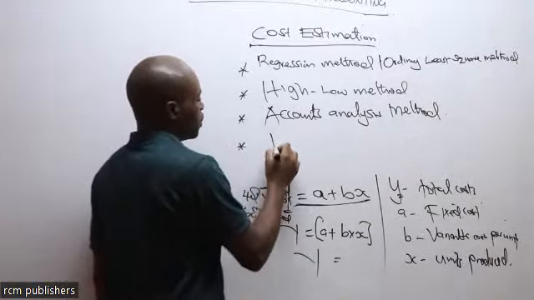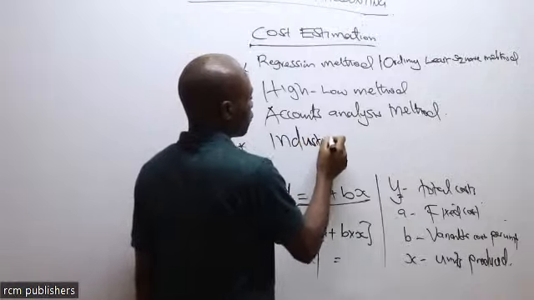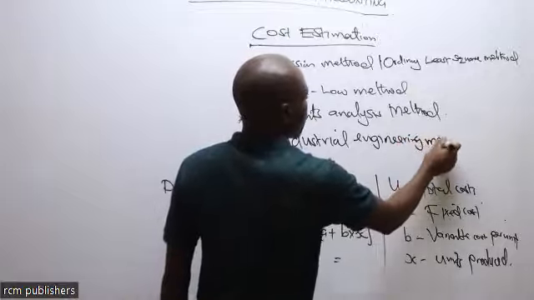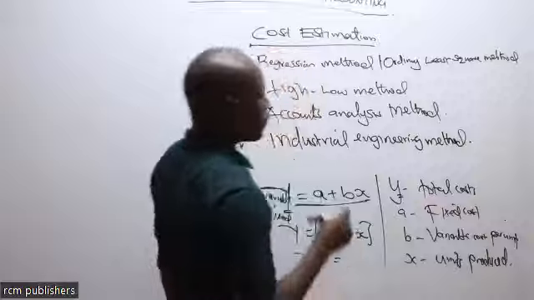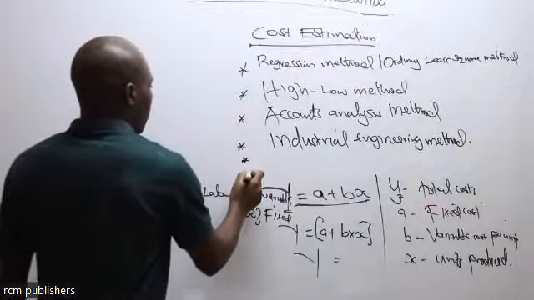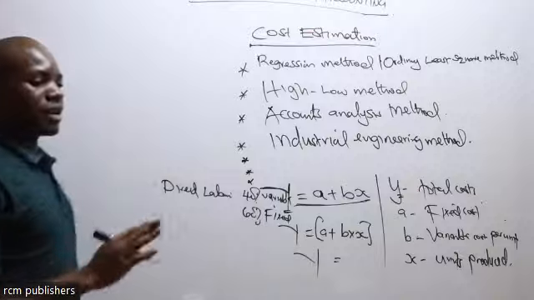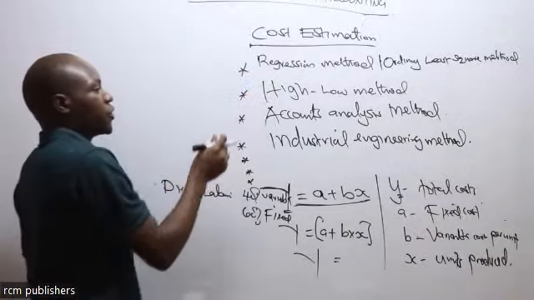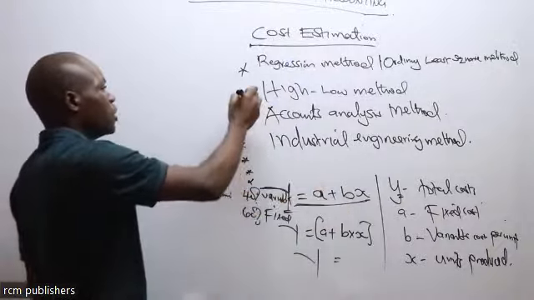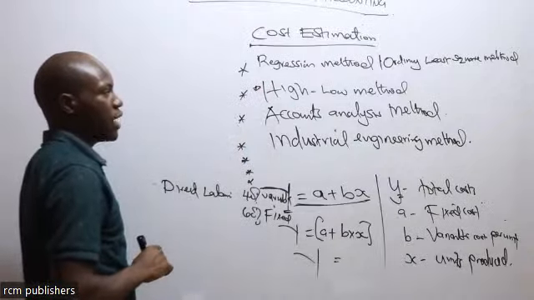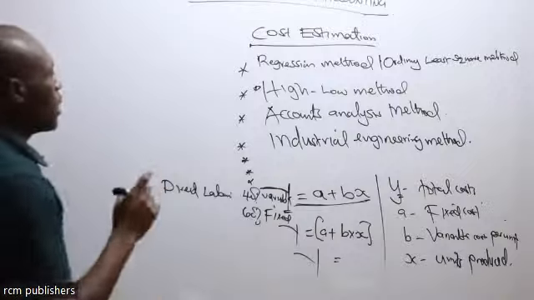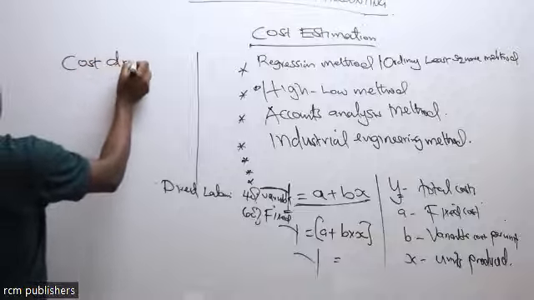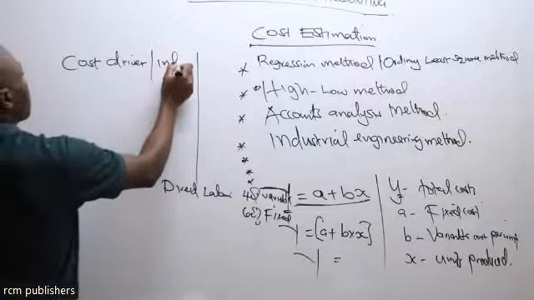Then we have what we call the industrial engineering method. For our class, of course, there are some other methods, but for this particular unit, we are going to concentrate on these 4. So remember, for us to do all these 4, if you're going to deal with the high-low method or regression method, we must identify what we call the cost driver, the independent variable.